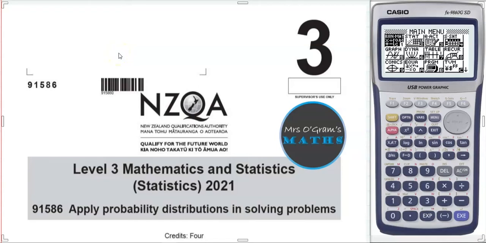Ogram's Maths. This is a worked solution video for level 3. It's the statistics paper from 2021 and it's for the probability distributions paper, which is standard number 91586.